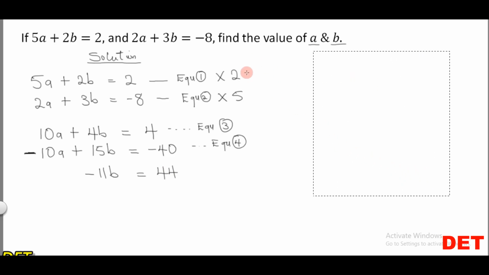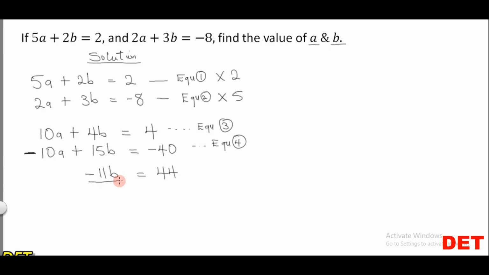So having done that, the next thing I'm going to do now is to look for the value of b. If minus 11b is equal to 44, to look for the value of b, what I will do here is to divide both sides of the equation by the coefficient of b, which is minus 11.